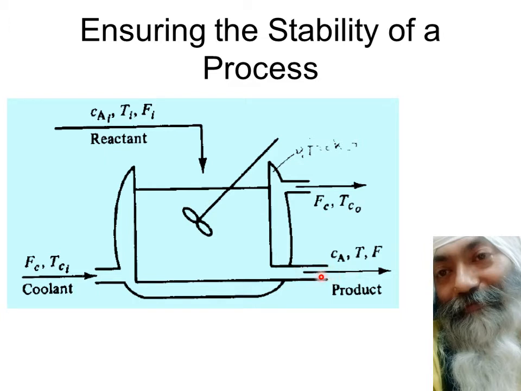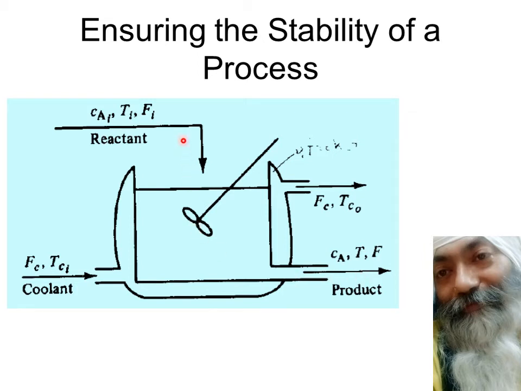Whatever the output is, it's coming over here. It's a product. This product can be a simple product. This product can be a mixture of products. So if it is a simple product A, or whatever the output is, then whatever the concentration, the temperature, and the flow rate of this, it goes out from here. It's only one stream.